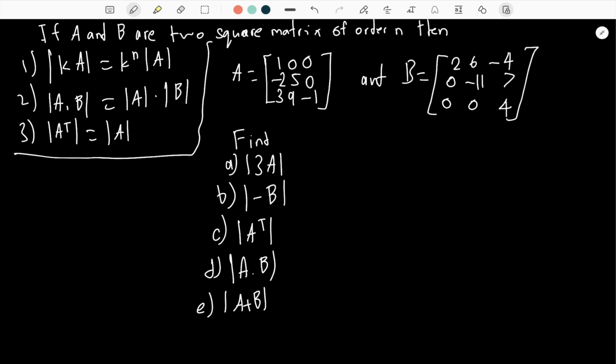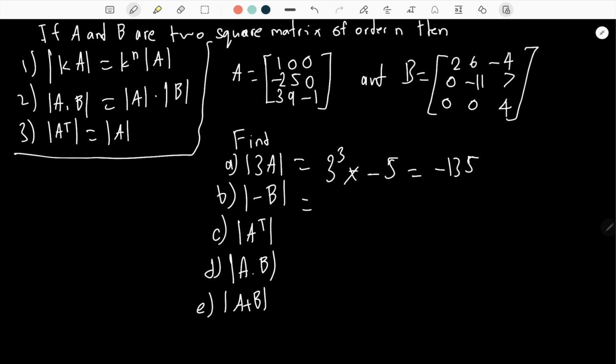We have to use the first condition here, since k is a constant and k is 3. If you take 3 outside, it becomes 3 to the power of n, and n here is 3. So 3 to the power of 3, times the determinant, which is the product of the diagonal since it's a lower triangular matrix. So it will be -5, which gives -135.